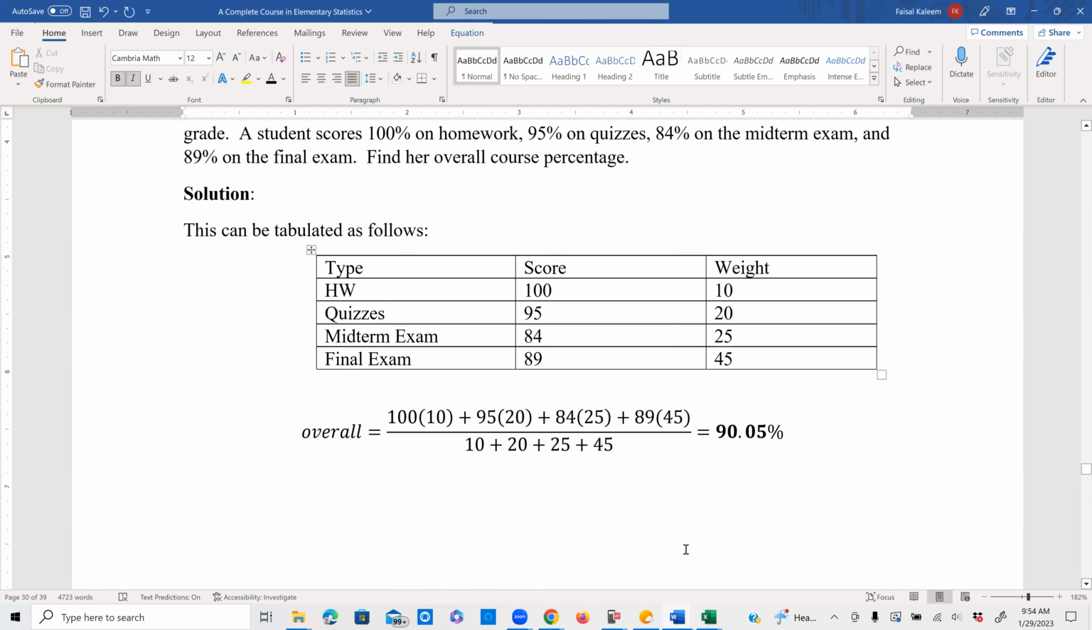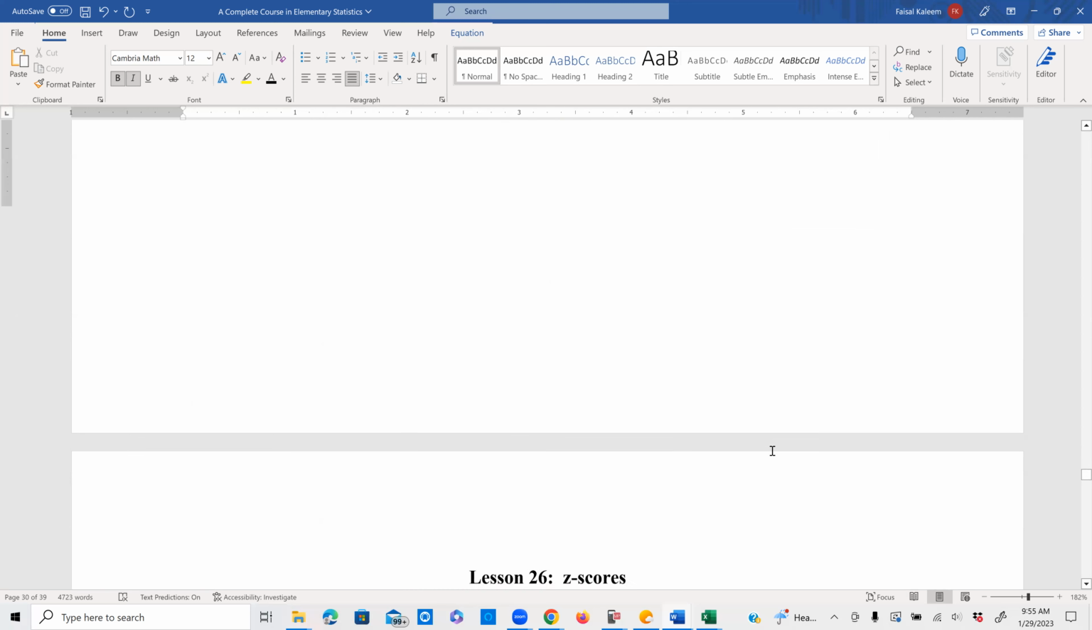And then we do the same thing. We multiply the scores with the weights, add them up, and we divide by the sum of weights. So we get 90.05%.